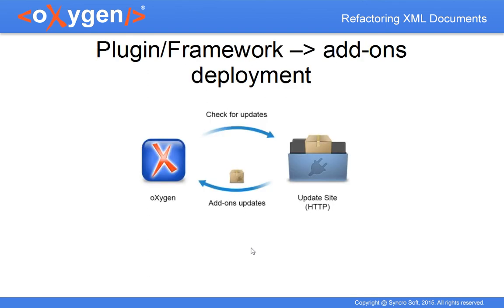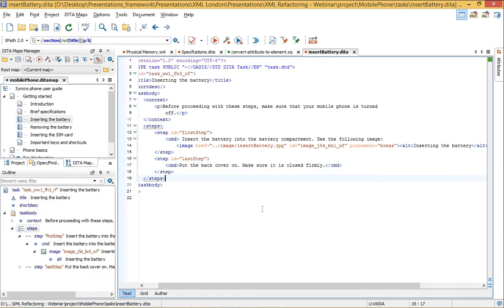Starting with version 14, oXygen has introduced a new add-on deployment support that allows plugins and frameworks to be automatically discovered and installed from remote locations. So if you choose to distribute the operations either in the framework or in a plugin, you can pack them as add-ons and the user can install them from a friendly interface. Let me show you how that would look.